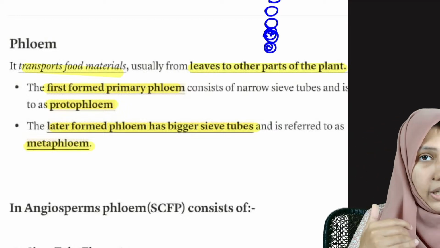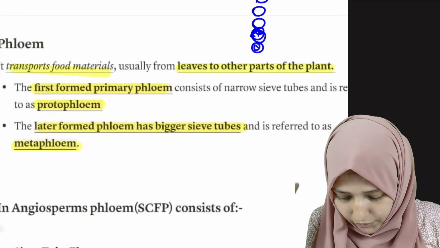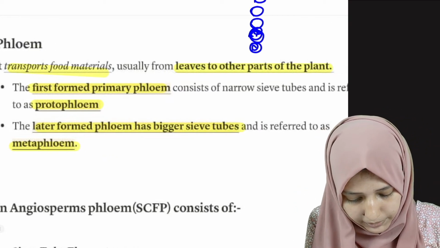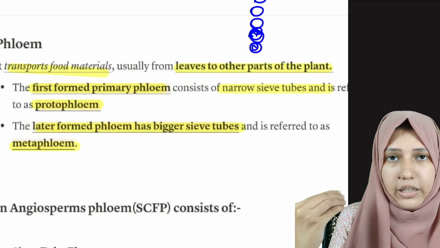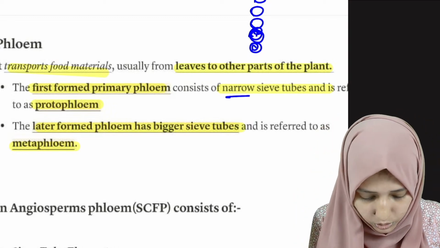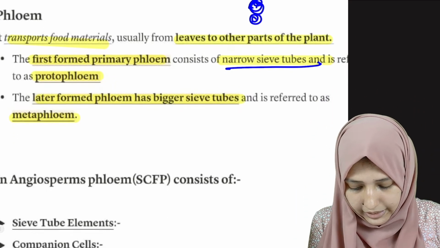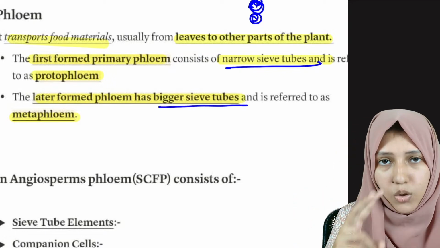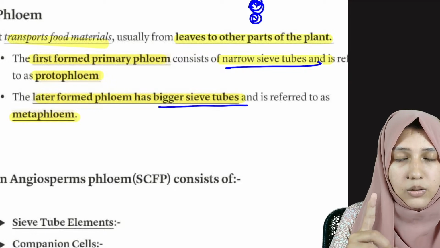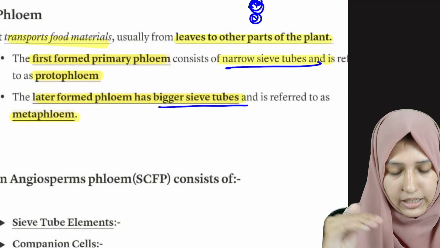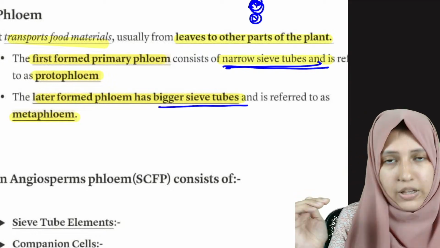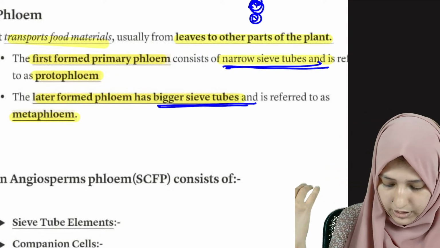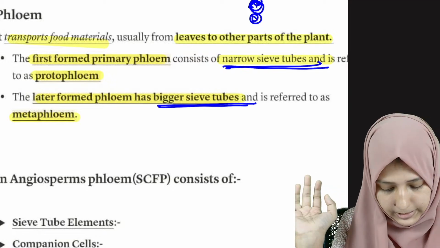Now let's see about the characters. The first formed primary phloem or protophloem will be having narrow sieve tubes, and the later formed phloem will be having bigger sieve tubes. So there is one big difference. The protophloem will be having narrow sieve tubes and the metaphloem will be having bigger sieve tubes. Clear?